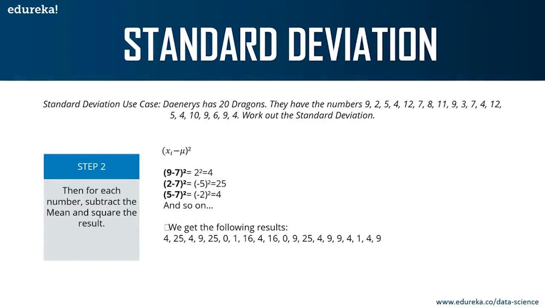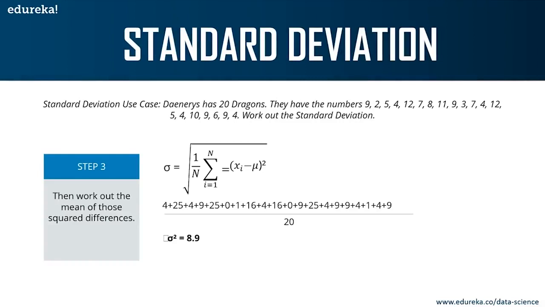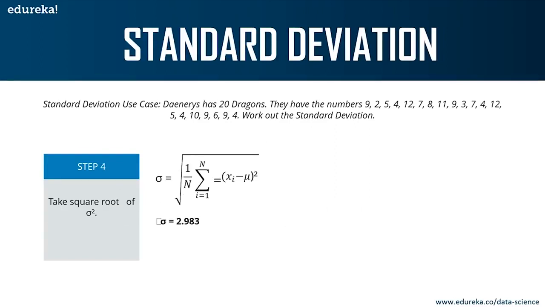You'll basically get 25, 4, 9, 25 and so on. Finally, you'll just find the mean of these squared differences. Your standard deviation will come up to 2.983 once you take the square root. So guys, this is pretty simple. It's a simple mathematical technique. All you have to do is substitute the values in the formula. I hope this was clear to all of you.